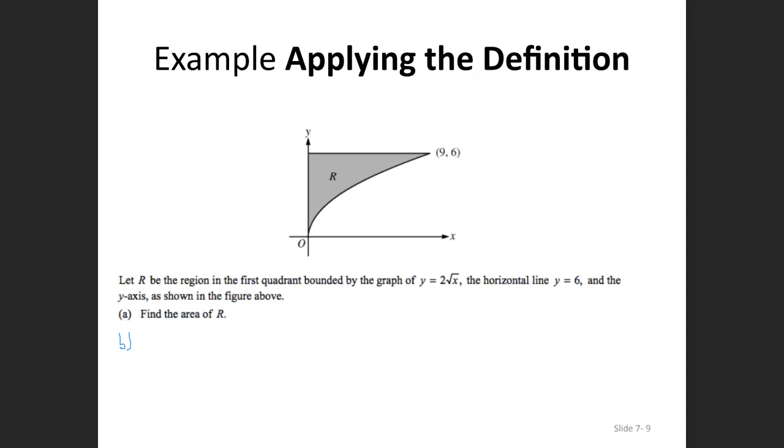So I'm looking at this. This is the top function. Let's put this in red. This is the top function. This is the bottom function. Top minus bottom. The top function, they said, was y equals 6. So this is the integral from 0 to 9. Top function is 6. Bottom function is 2 square root of x. I am going to let you figure out the area between the two curves.